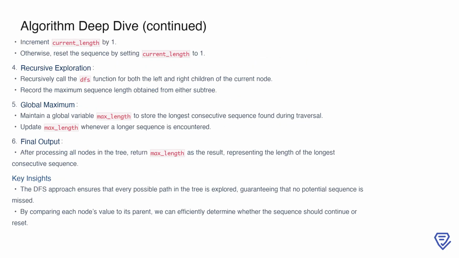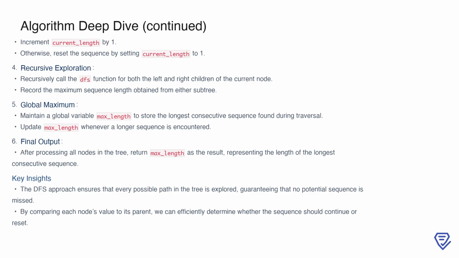Now, within the DFS function, we check whether the current node continues the consecutive sequence. If the node's value equals its parent's value plus 1, we increment the length of the sequence. Otherwise, we reset the sequence length to 1, since the consecutive pattern is broken. Next, we recursively call the DFS function for both the left and right children of the current node, passing along the updated sequence length where applicable.